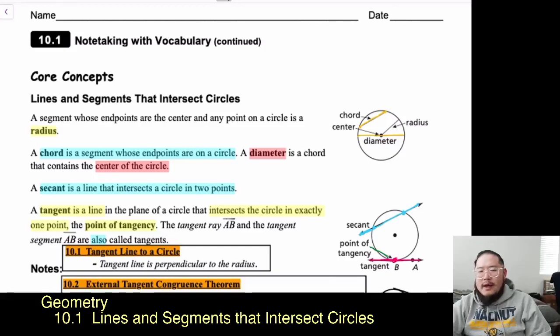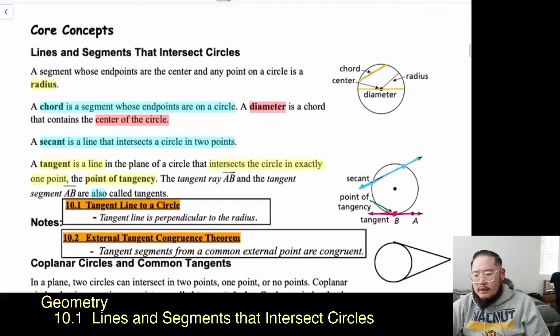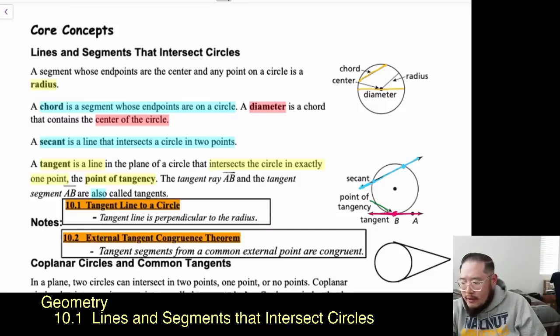I included right here in the notes, and you're going to want to include that for yourself as well, is this. 10.1, tangent line to a circle. A tangent line is perpendicular to the radius. Okay, so that right there is a very important concept to understand. That a line or a tangent line, that point will be perpendicular to the radius. So if we go back to this diagram right here, if I go ahead and draw a line from the radius to point B, or sorry, the center to point B, this happens to be perpendicular.